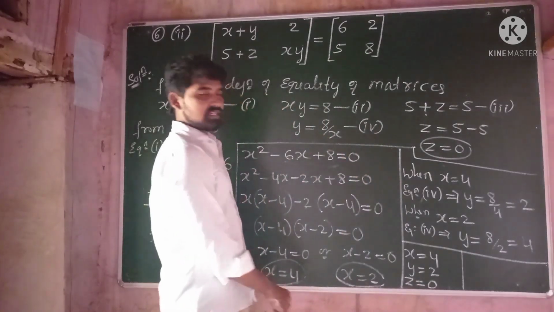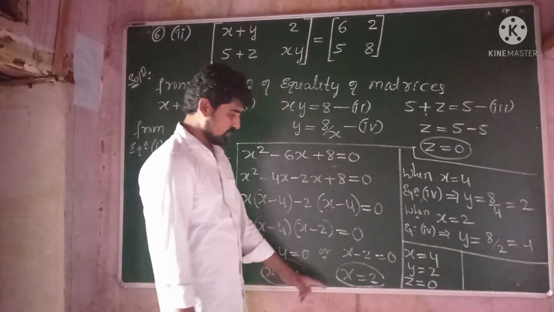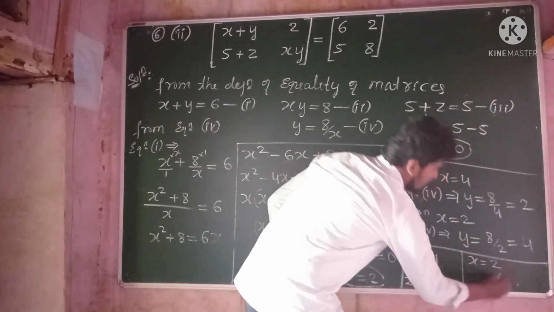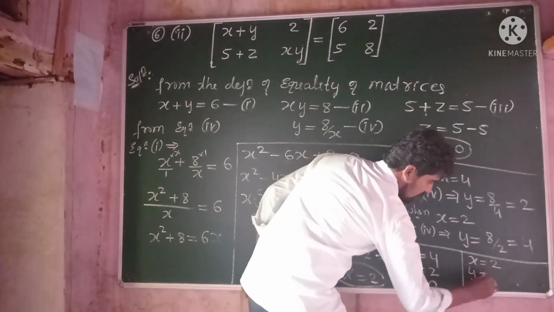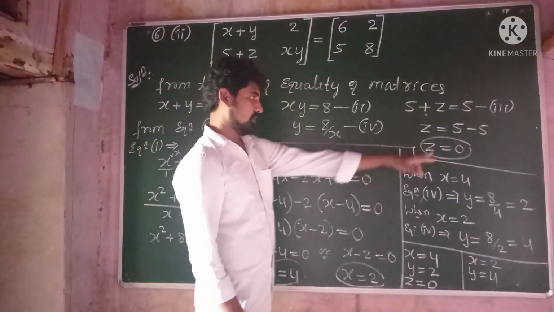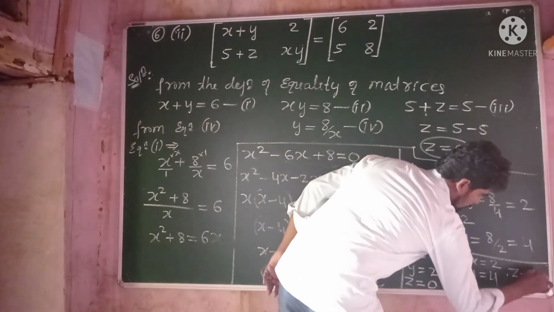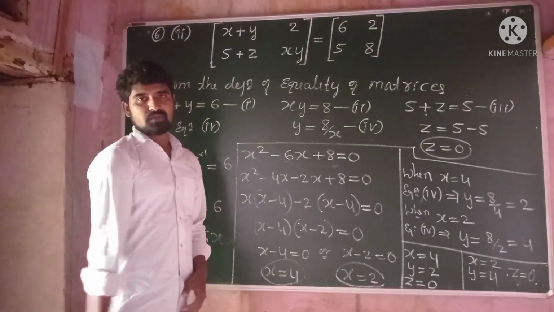These are the first set of values of x, y and z, and the second set of values of x, y, z are x is equal to 2, when x is 2, y is 4 and the value of z is 0. I hope all of you understood. If possible, take a note.